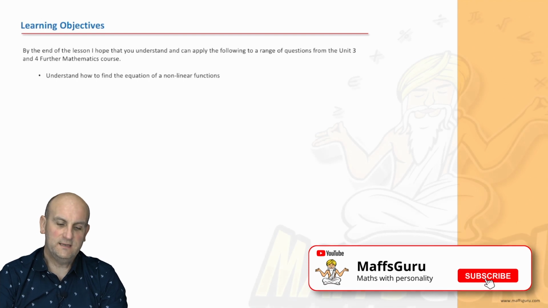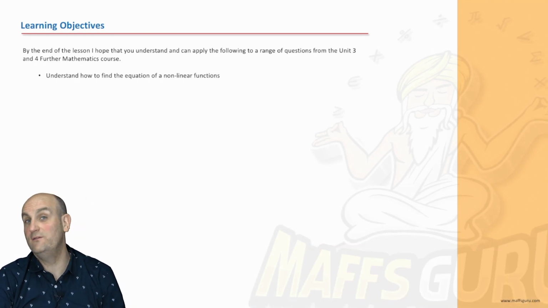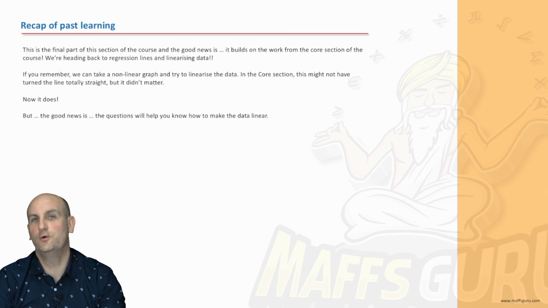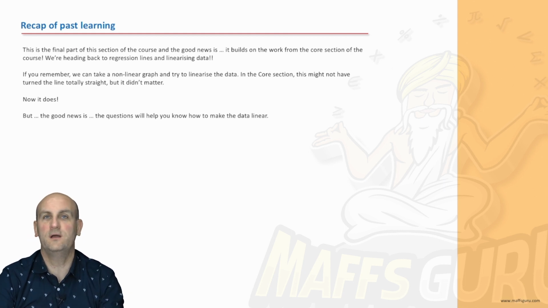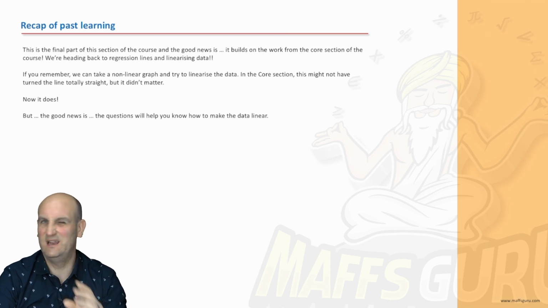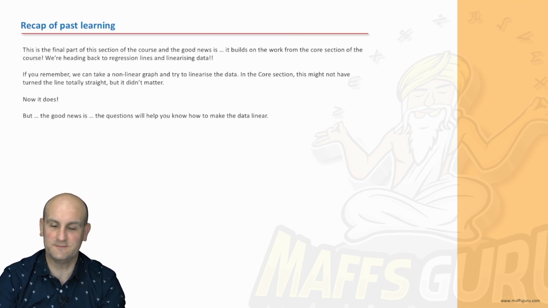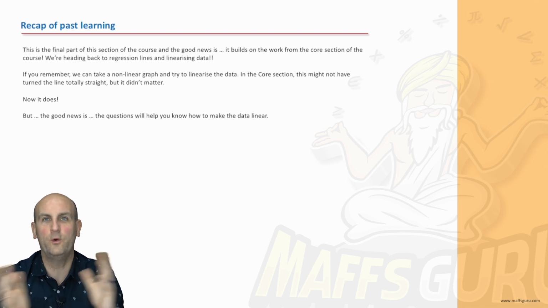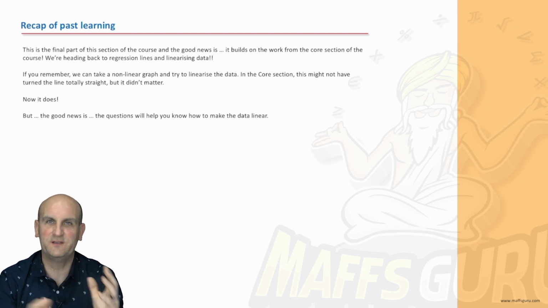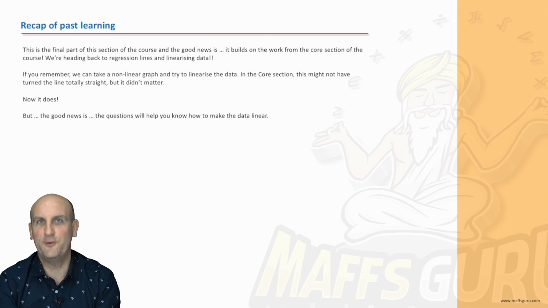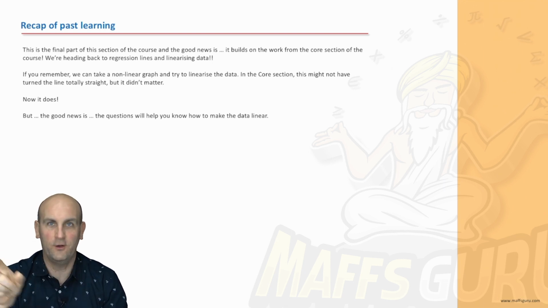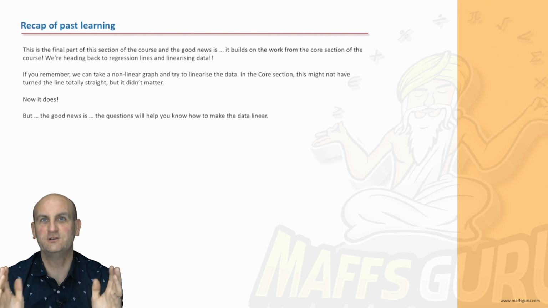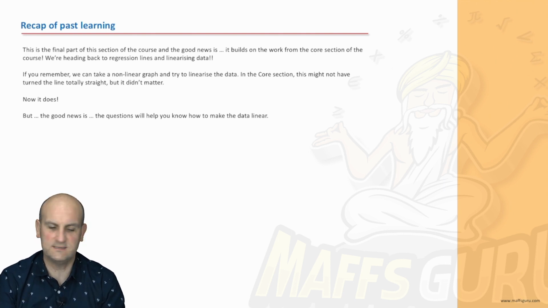What are my learning objectives? Understand how to find the equation of a non-linear function. Believe it or not, you have already done this in the course section. Remember, we gave you the data and told you to linearize it to find the line of best fit. All of the examples we gave you in the statistics section, generally speaking, weren't going to be a straight line. That wasn't the point of it. We wanted you to get a line of best fit so we could predict. That's fine. Now, the good news is, all of the work we're going to do will turn curved dots into straight lines, and we can find actual straight line graphs and all that type of stuff. Makes sense? No, not really.